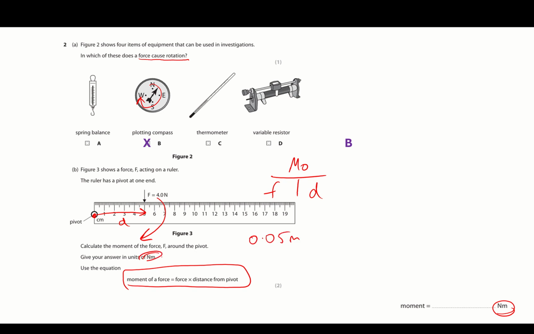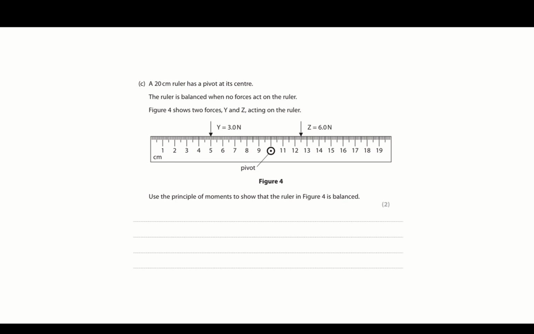So that's the main part. So we're looking at that scale there. And then we can go through. So 4 times 0.05 equals 0.2. So the trick is you've got to check your ruler. That's in centimetres, and it wants your answers in Newton meters. On to the next one.